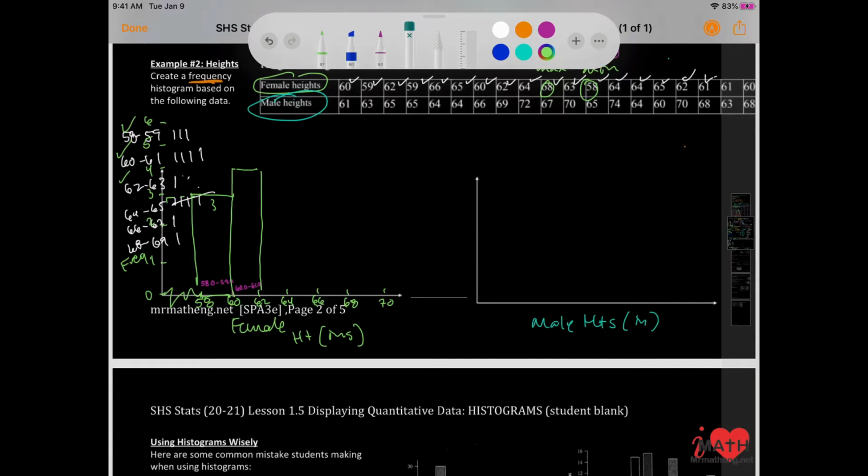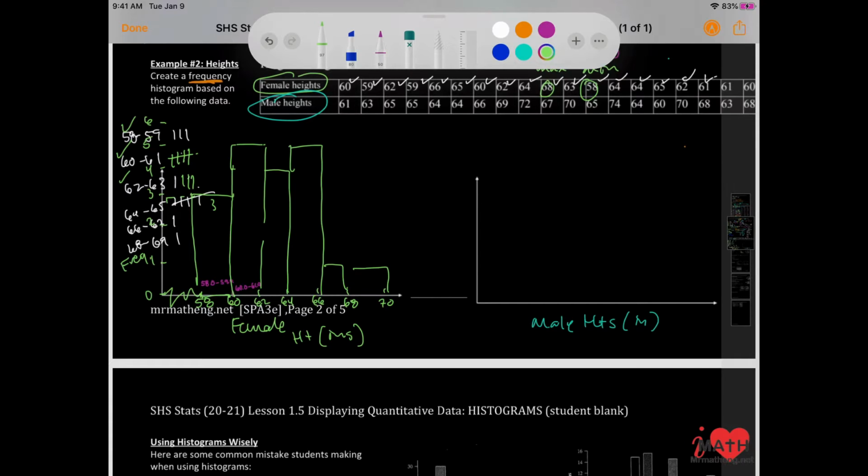Nope. This is 4. This one's 5. Good thing we have pencils that we can erase. So it goes up to 5. So 3, 5. And then the next one is 4. Then 5. 66 to 68, there's 1. And there's 1. Okay? So there's our histogram.